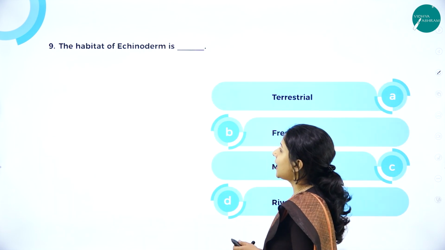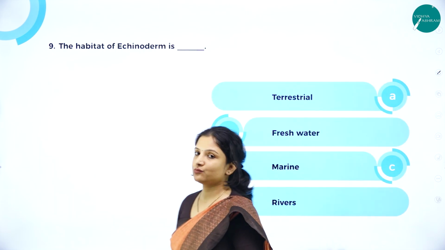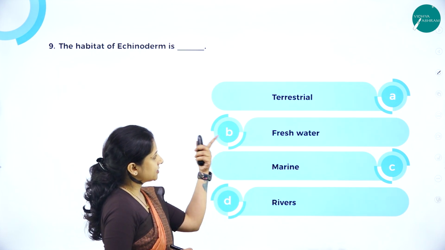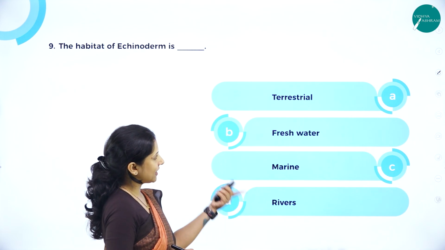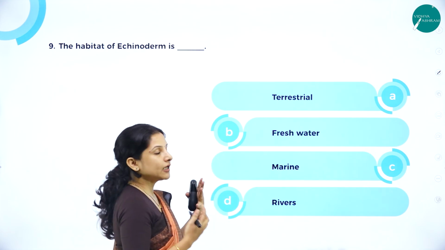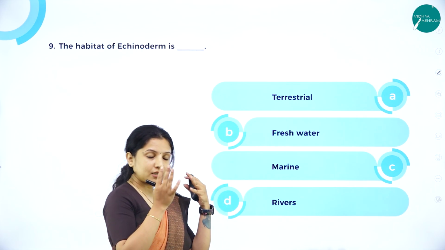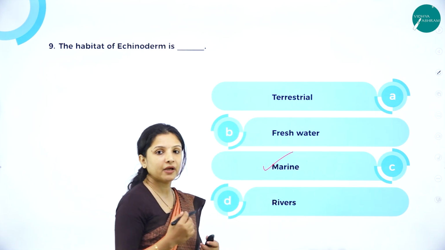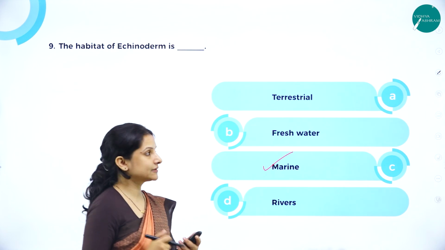So next, the habitat of echinoderm is, what is the habitat of echinoderm? Is it terrestrial, freshwater, marine or rivers? Again here there is a confusion. They are aquatic in habitat but they are specifically marine in habitat. They are not terrestrial. They are marine, living in oceans and seas.